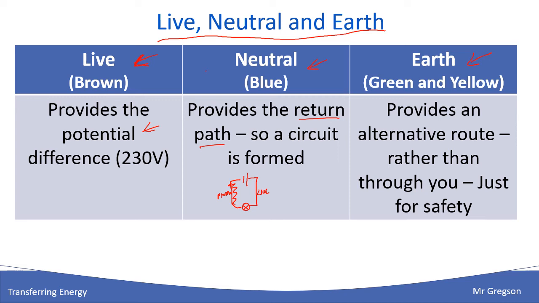Now the last one is the earth. The earth won't appear, and if you watch Mr. Hurst's video, the earth doesn't appear in every appliance. It's more to do with appliances that are higher risk. So things like toasters will have an earth because they get hot, wires wear out, and it's basically a safety feature.